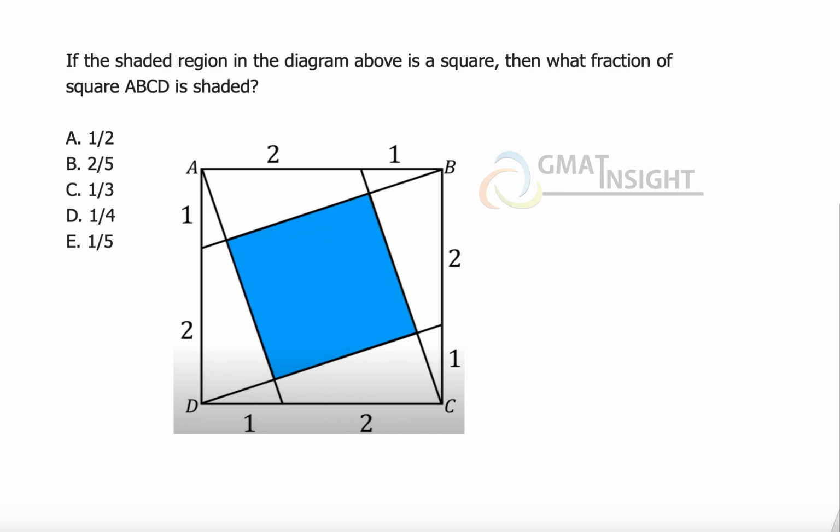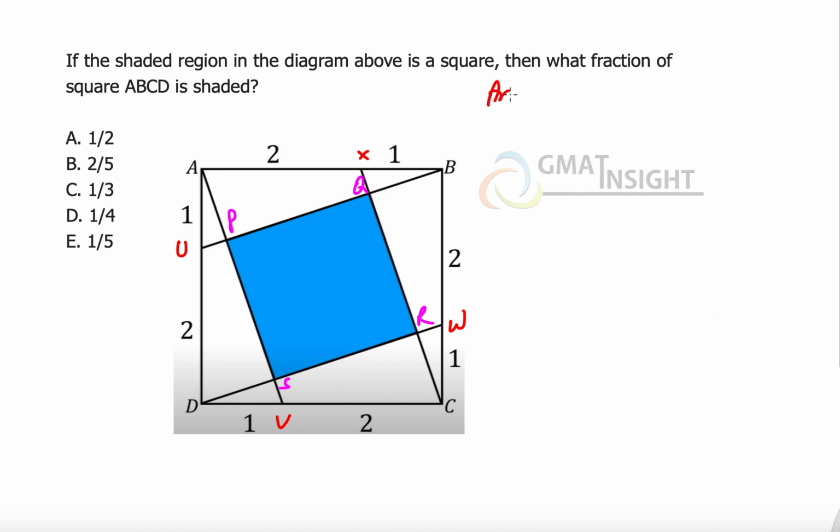So the first thing that I'm doing in this question is the nomenclature of the points. That means I'm just marking the internal square as P, Q, R, S and the other points as U, V, W and X. So now we have all the points named. We have to find what fraction PQRS is of ABCD.